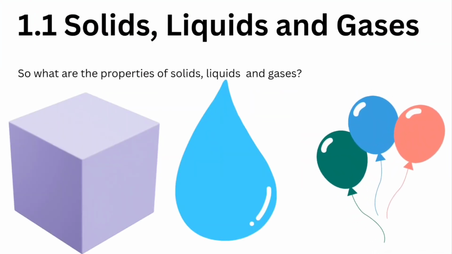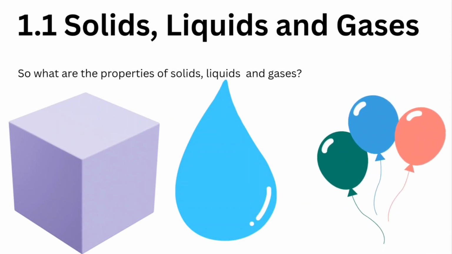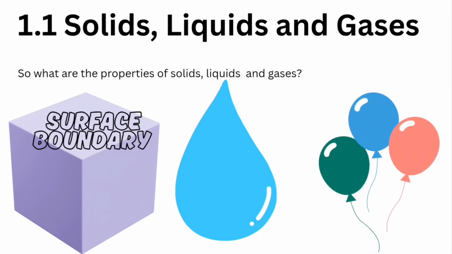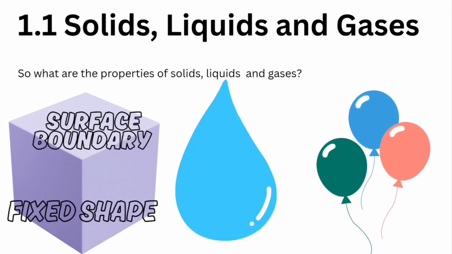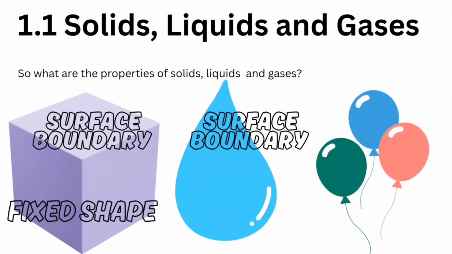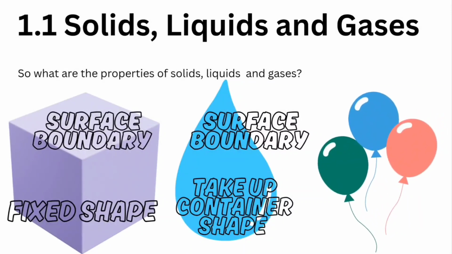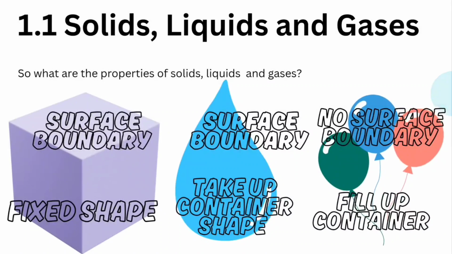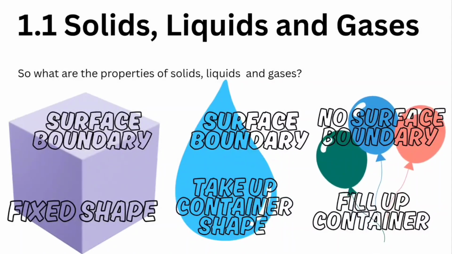So, what are the properties of solids, liquids, and gases? Solids have a surface boundary and a fixed shape. Liquids have a surface boundary and they take up the shape of the container in which they are placed. Gases have no surface boundary and they fill up the container they are placed in and have no fixed shape.